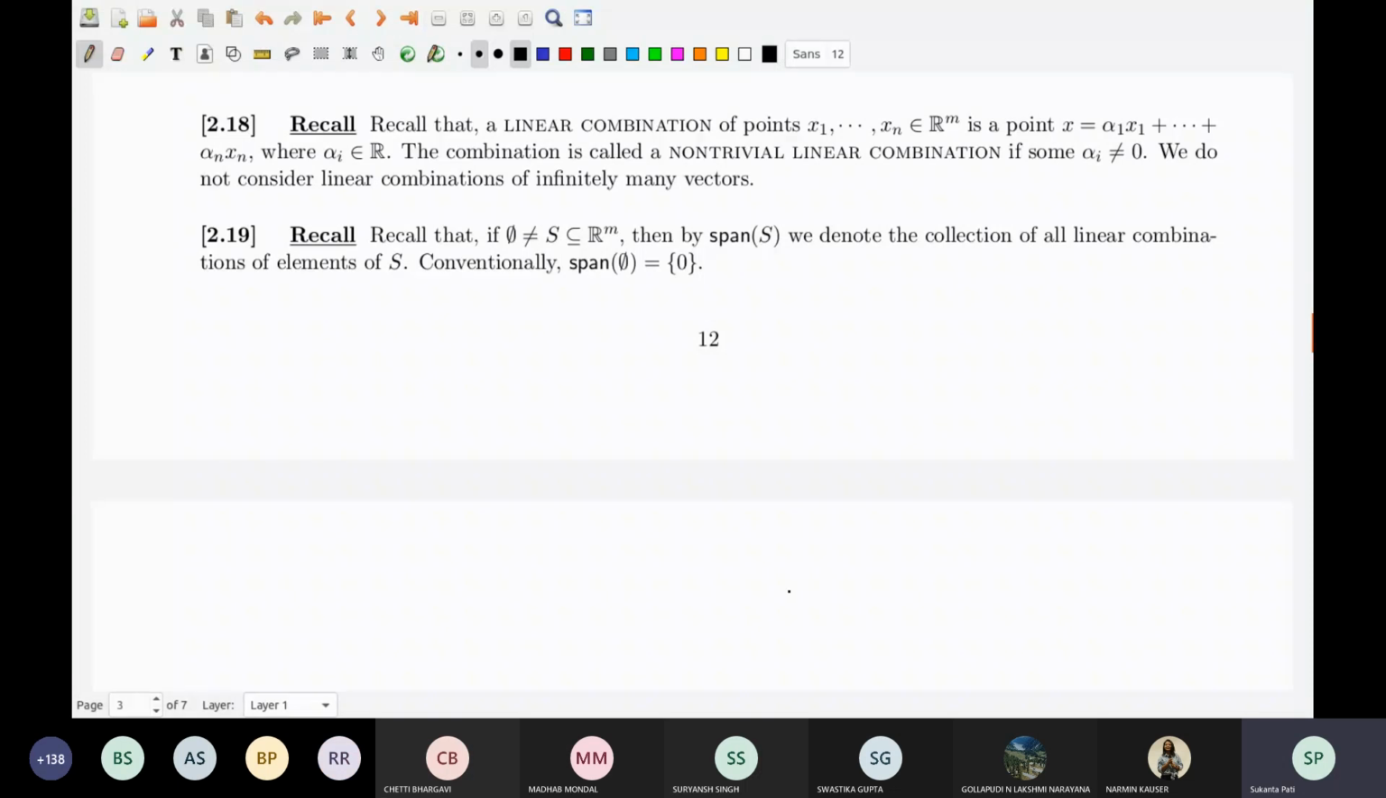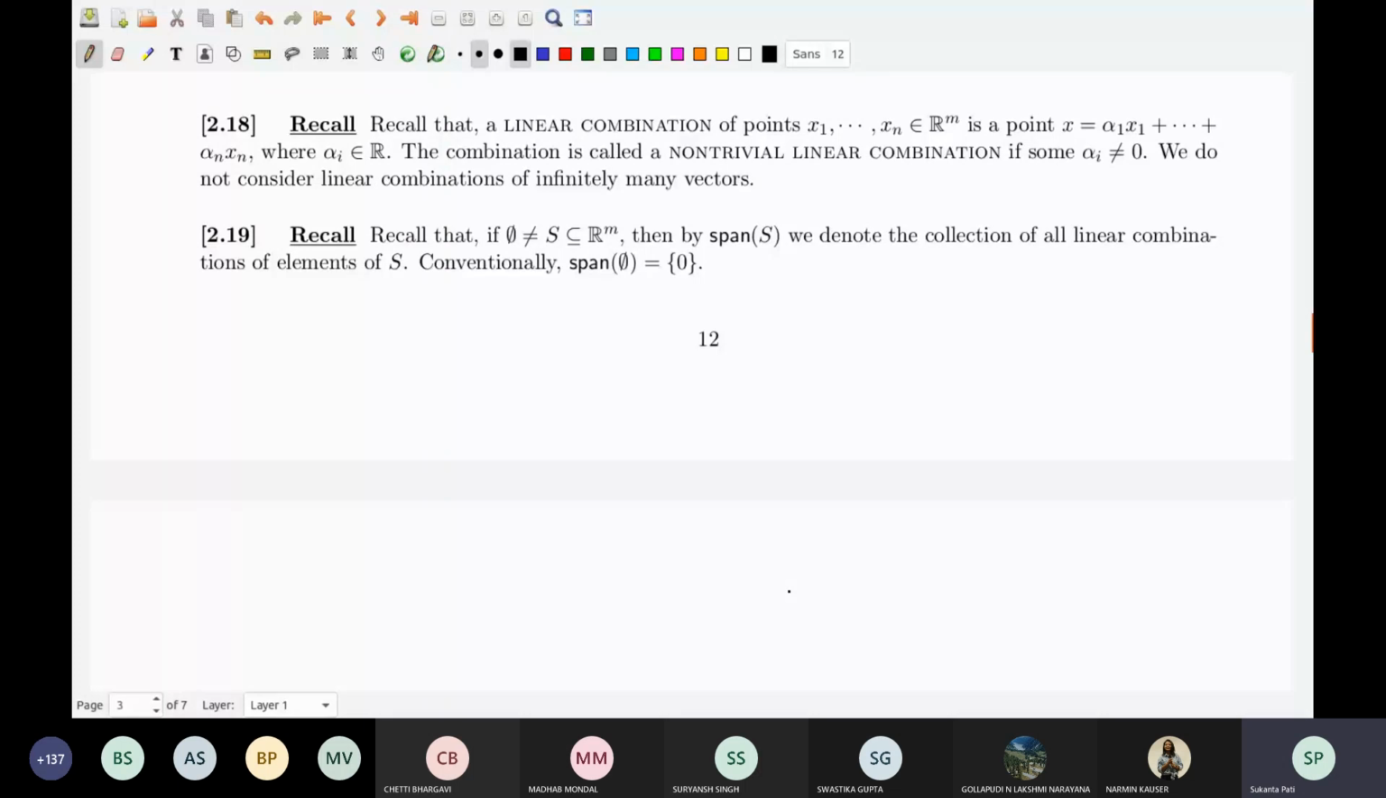Okay, and I will call this combination a non-trivial linear combination if, or rather let's say a trivial linear combination is the combination which takes all the coefficients 0, 0, 0, 0, 0. Any other combination is non-trivial. So at least one alpha i has to be non-zero if you are talking about a non-trivial linear combination. And by this time you would have definitely realized that whenever we talk of a linear combination, it is not a series kind of summation. It is not the summation of infinitely many vectors. Okay. And by the span of a set, we mean the linear span of the set S, that is the subspace generated by S.